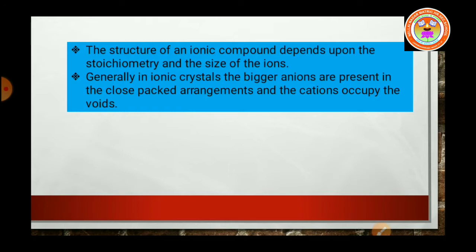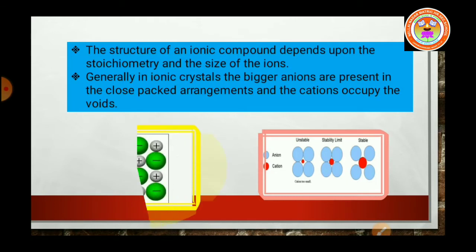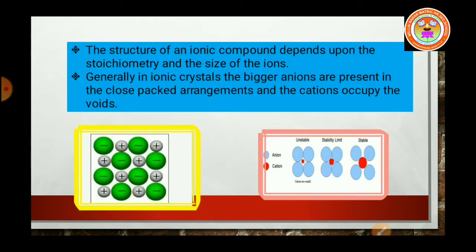So generally in an ionic crystal, the bigger anions are present in the close packed arrangements. You see here, anions are bigger and are present in the close packed arrangements, and the cations occupy the voids. See the diagram? Yes, it is clearly indicated. Anions are bigger in size but cations are smaller, so they occupy the voids. This is the structure of an ionic crystal.